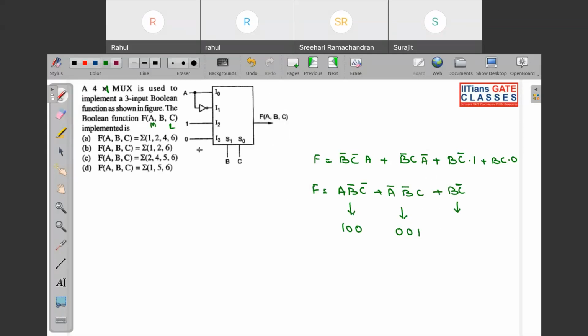So this corresponds to 110 or 010. So this is 4, 1, 6, 2. So your minterm numbers are 1, 2, 4, 6. So which option do we see? Option A. Okay, option A we see.